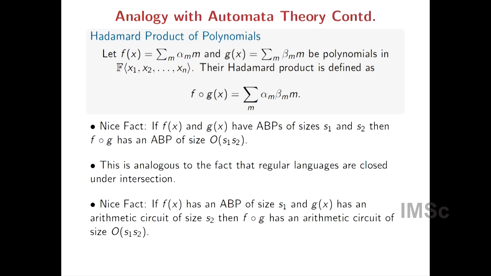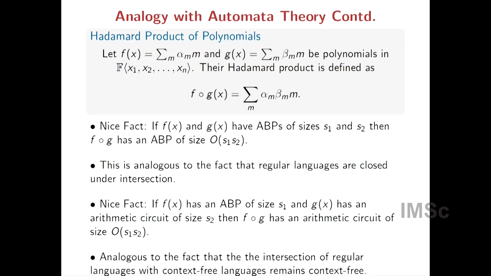Okay. And the other thing is that if F has an algebraic branching program of size S1 and G has an arithmetic circuit of size S2, their Hadamard product has an arithmetic circuit of size order S1 times S2. It's a perfect analogy of the fact that regular intersection context-free is context-free, except that sizes now matter because we are looking at finite objects, and the size of circuits and size of algebraic branching programs matter.